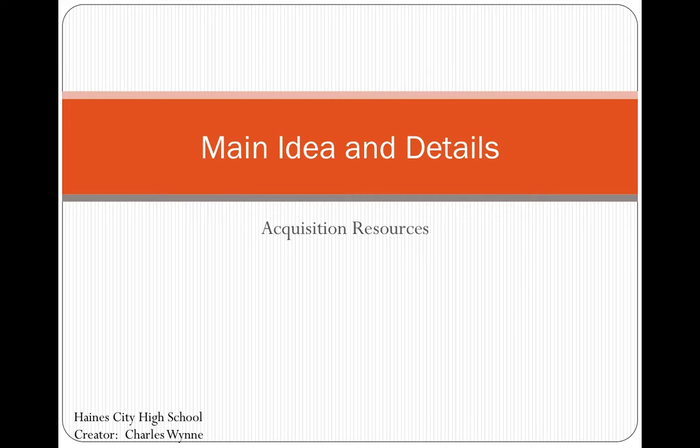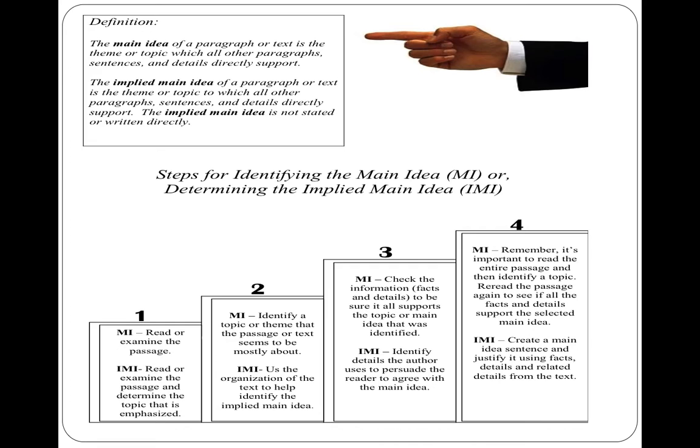Okay, we're going to move on to the main idea of the acquisition resources. And this is just a way for us to kind of demonstrate what the main idea is. And you'll see slides like this in many of the presentations. And this is to show you what the main idea is and what an implied main idea is. So go ahead and take some notes on that. I want you to know in your own words the main idea of a paragraph or text is the theme or topic which all other paragraphs, sentences, and details directly support.